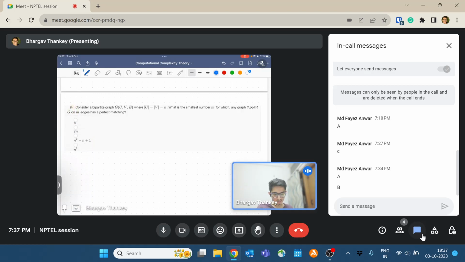The next problem is: consider a bipartite graph G = (U, V, E) where both U and V have size n. And what is the smallest number m for which any graph G on m edges has a perfect matching? The options are n, 2n, n square minus n plus 1, and n square. So which of these is correct? Or what would you guess?